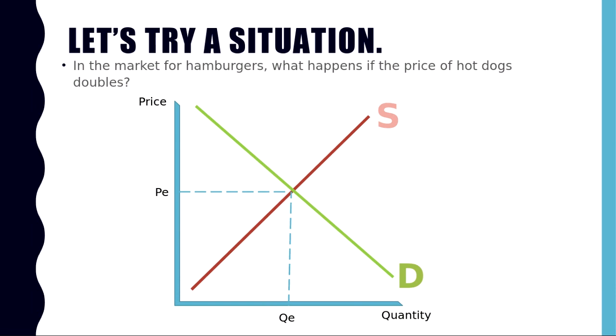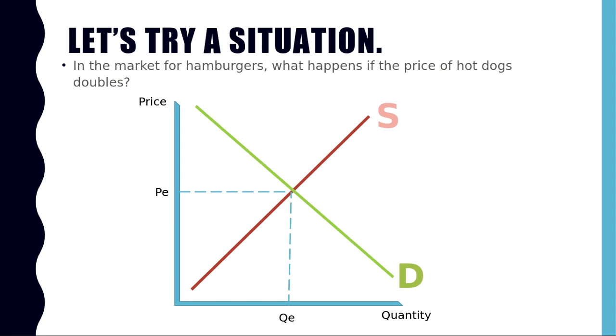In the market for hamburgers, what happens if the price of hot dogs doubles? So first step, is this supply or demand? Ooh, it just got interesting. Is this question about a business being able to make hamburgers? Right? It's about people consuming lunch, basically, right? So this is going to be a demand issue.